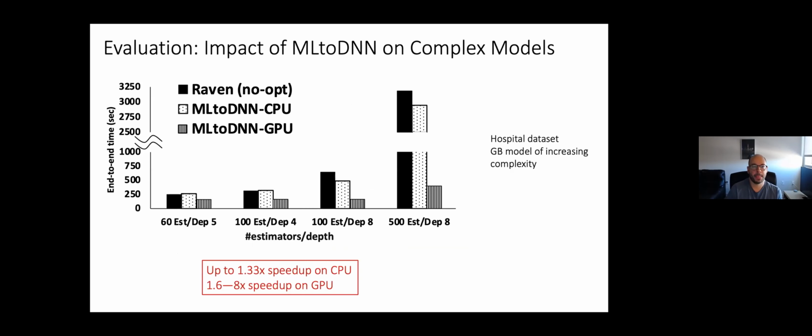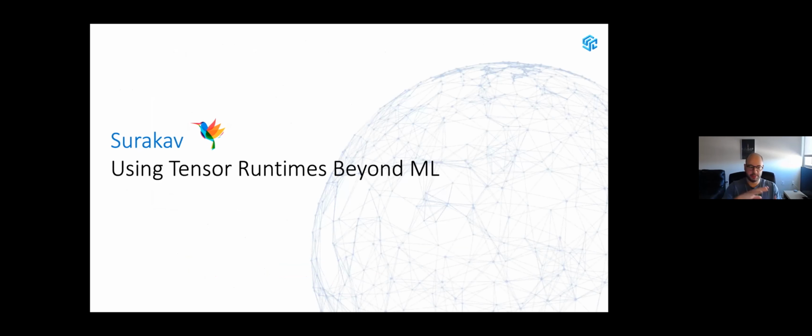optimizations. And briefly about the GPU support, GPU acceleration. One important point here is that when it's simple models, GPU is not worth it. When it's more complex models, so these are gradient boosting models with up to 500 estimators and a depth of 8, we can get another 8x speed up by using a GPU, as you can see. And the higher the complexity, the better the speed up.